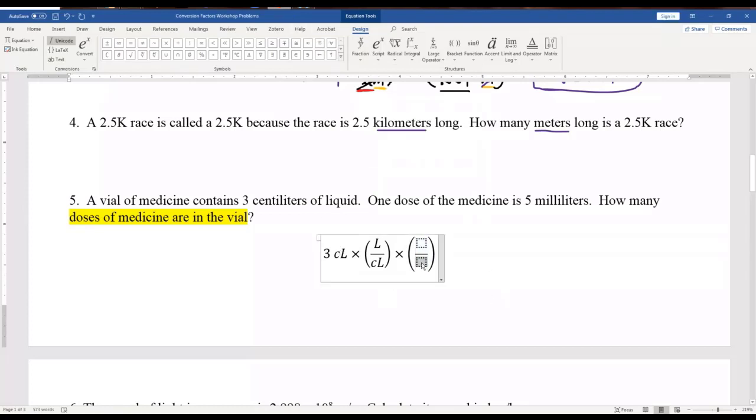Yep, very good. And liters goes on bottom. And then what's going to go on the top? Milliliters. Very good.